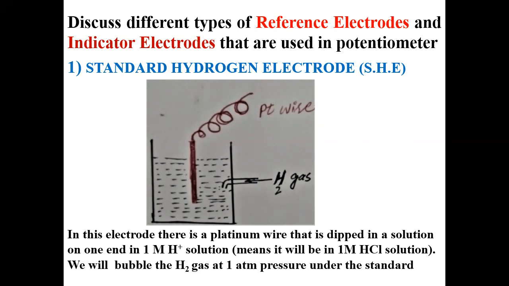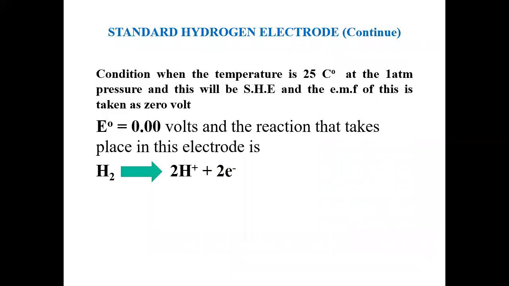And this will be the standard hydrogen electrode. And the EMF of this is taken as 0 volt. You can see E naught is equal to 0.00 volt. And the reaction that takes place in this electrode is H2 will be converted into 2H+ by removing 2 electrons.